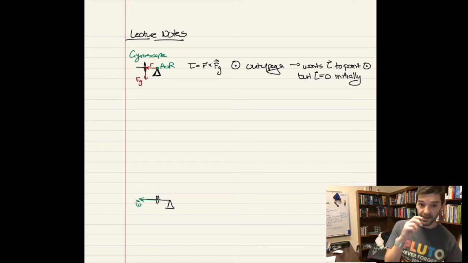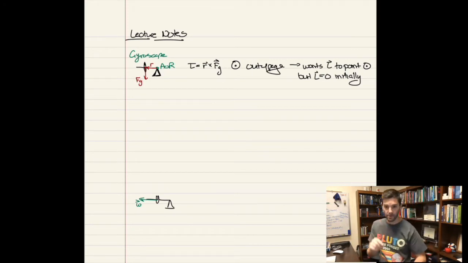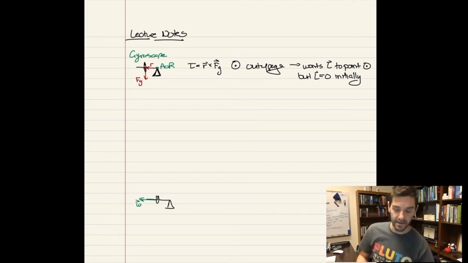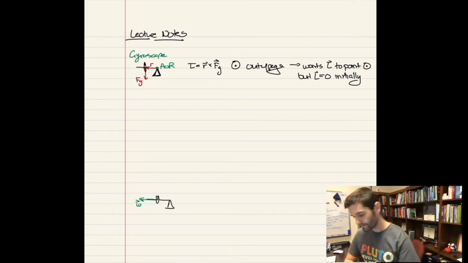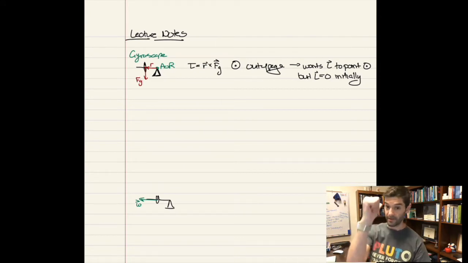But in this case, where there was no initial rotation, there was no angular momentum initially. It was just stationary. There was no movement. There was no rotation. There was no initial angular momentum. And then when I let it go, gravity torqued the object by pulling it downward. That created a torque that pointed out of the page.